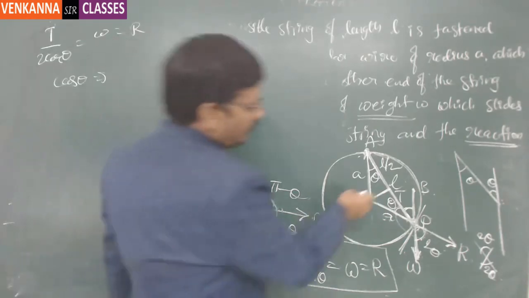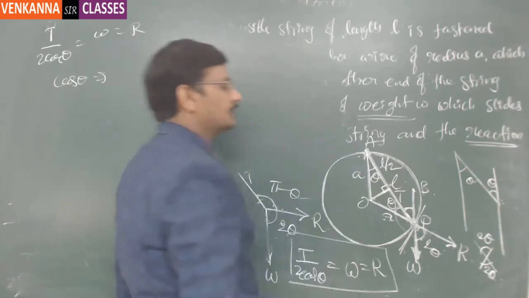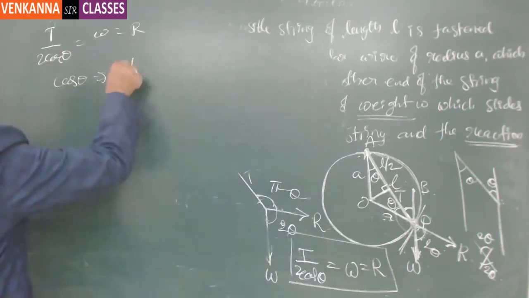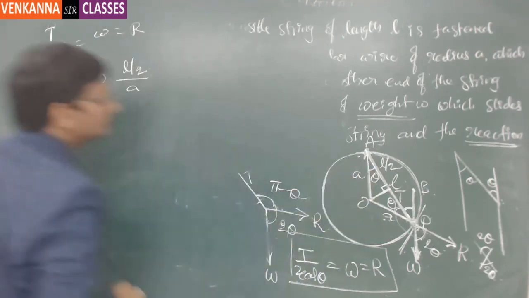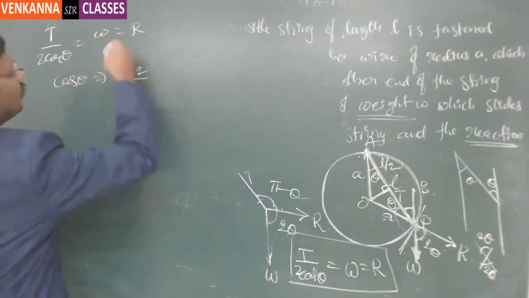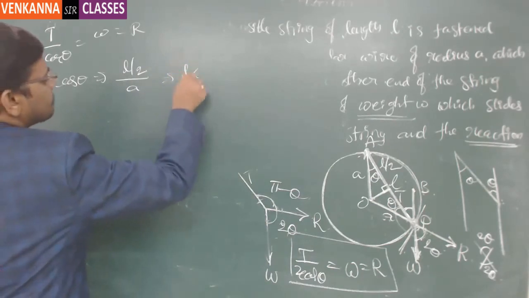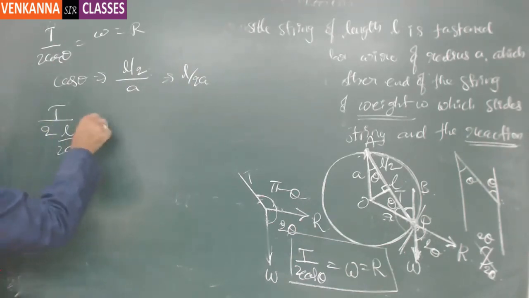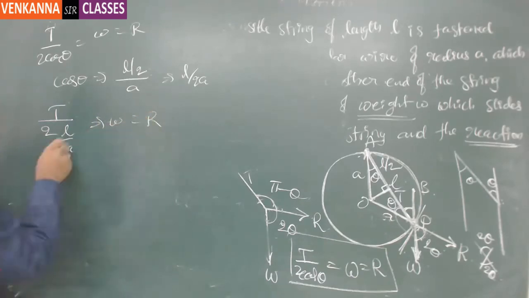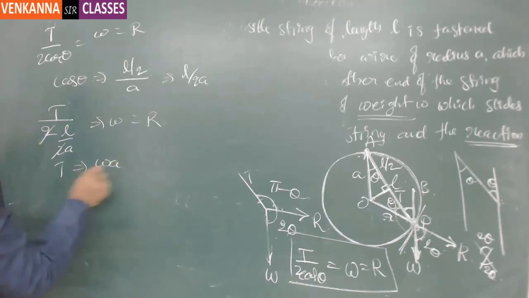If you draw a perpendicular, this will be 90 degrees. Cos theta is equal to L by 2 divided by A, because this is the hypotenuse. So L by 2 divided by A. So you can replace cos theta with L by 2A. So if you put it here, T by 2 into L by 2A is equal to W is equal to R. This 2 will cancel and T is equal to WA by L.